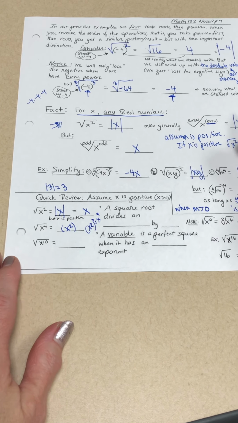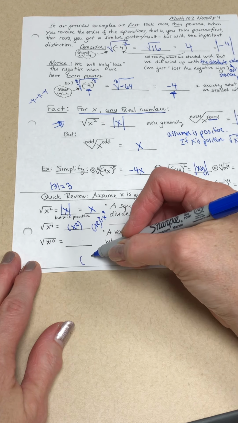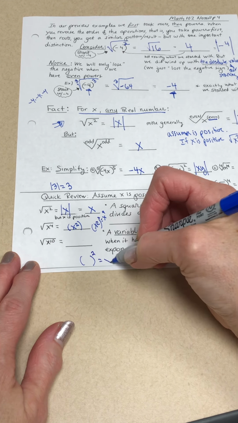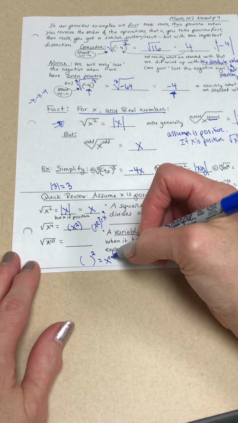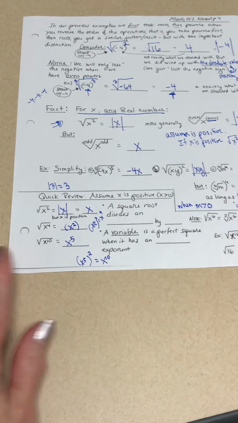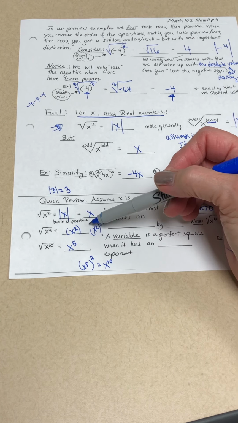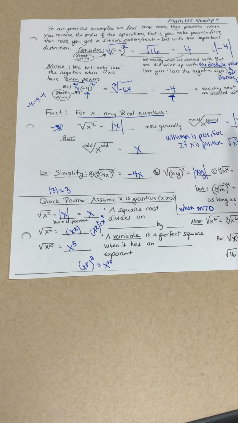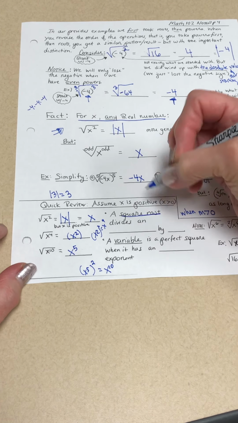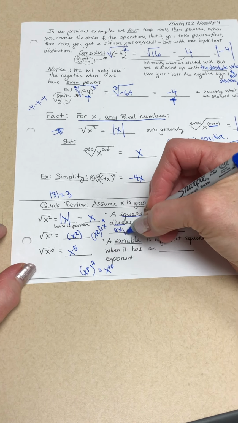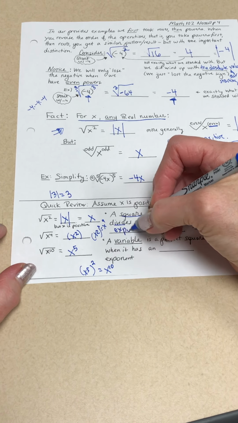What's the square root of x to the 10th? Well, this is what I'm asking: what do you have to square to get x to the 10th? Well, power to a power you multiply, so that would have to be x to the 5th. So the square root of x to the 10th is x to the 5th. Now, look at what the square root is doing to the exponents. Square root of x to the 4th is x squared. Square root of x to the 10th is x to the 5th. It looks like the square root divides an exponent by 2. Okay? That's the pattern.